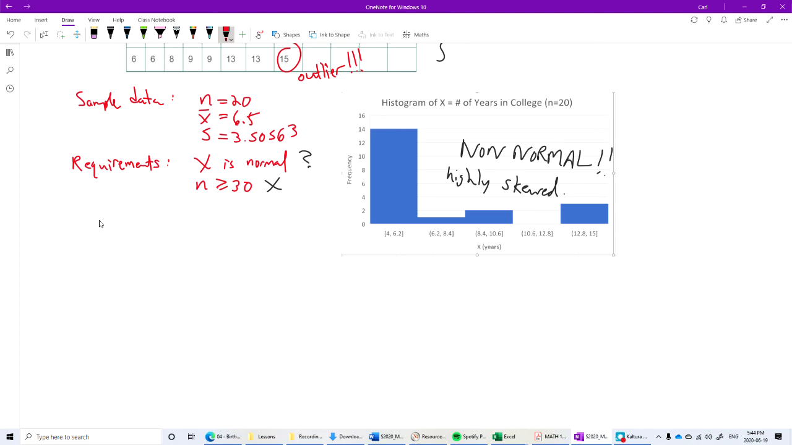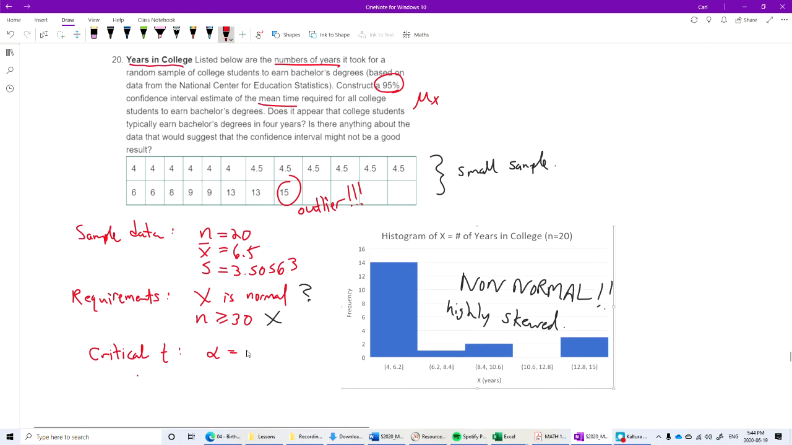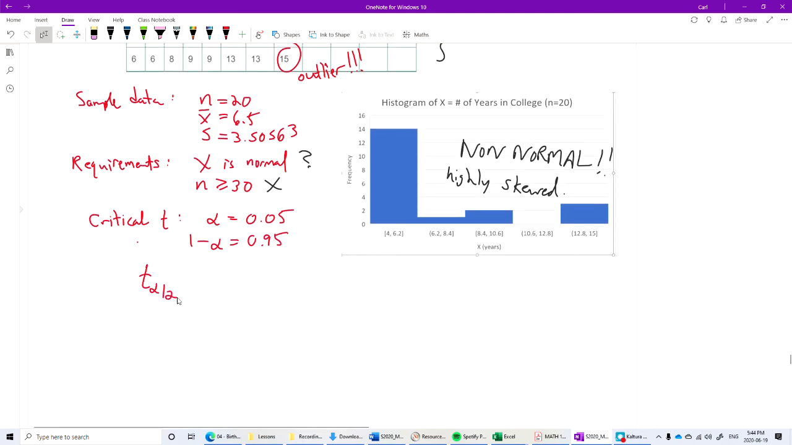We calculate the critical t value, which is, well, what is alpha anyway? Alpha is for constructing a 95% confidence interval. So alpha is 0.05, which means 1 minus alpha is 0.95, which is what we want. So then the critical t value is going to be t.inv of 1 minus 0.025, which is half of alpha. The degrees of freedom is 20 minus 1.